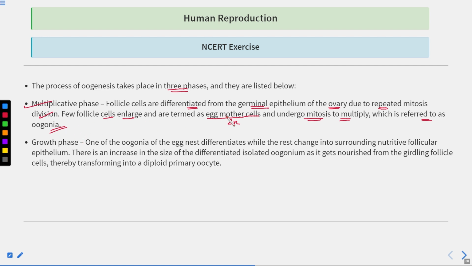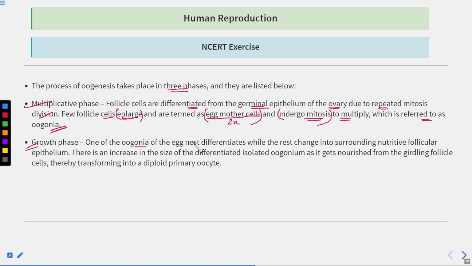Clear? So oogonia, these are known as the egg mother cells, and these are produced by mitosis. Okay, so some of the follicular cells enlarge, and these enlarged cells are known as the egg mother cells. These egg mother cells undergo mitosis, and now they are known as the oogonia. Now next is the growth phase.